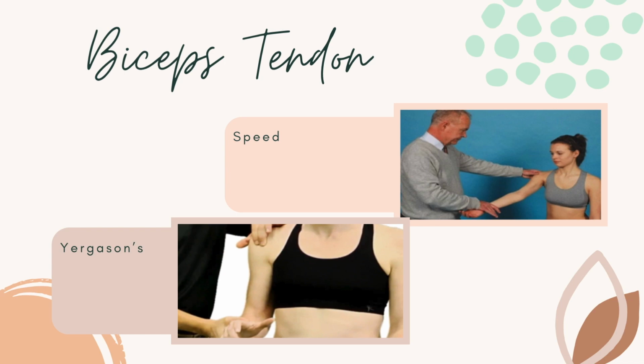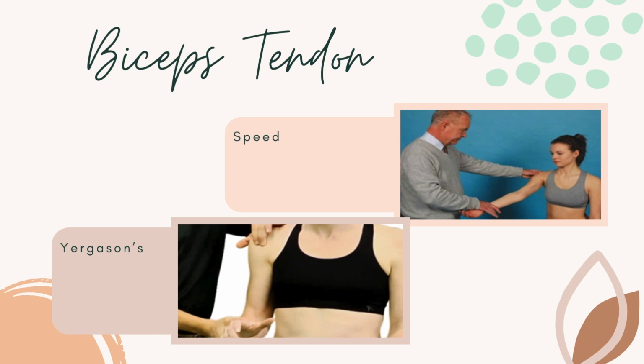So Speed's: the shoulder is flexed and the elbow extended with the forearm supinated. Manual resistance is applied to active shoulder flexion. A positive finding for the Speed's test will be pain reproduced at the bicipital groove or deep in the shoulder. So this can be for biceps or labrum, depending on where that pain is felt, in the bicipital groove or deep in the shoulder.